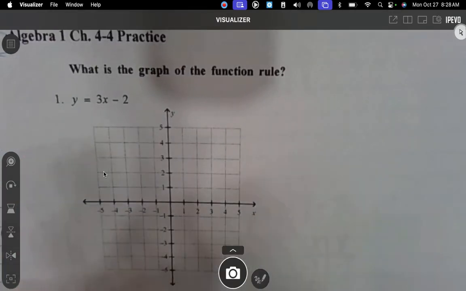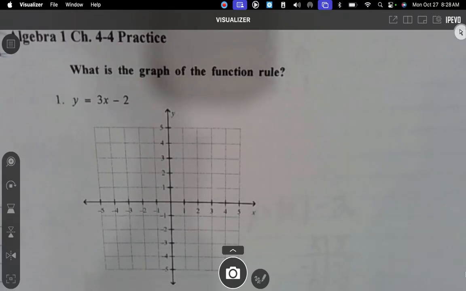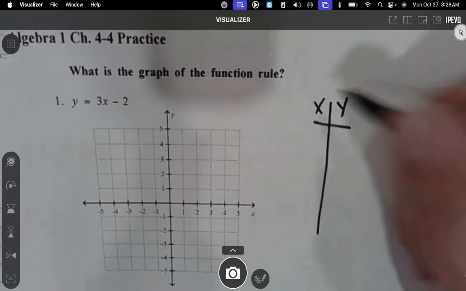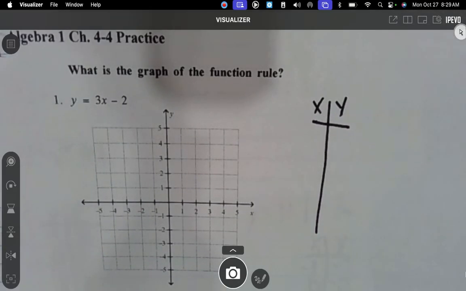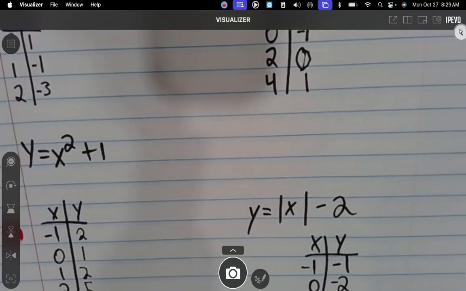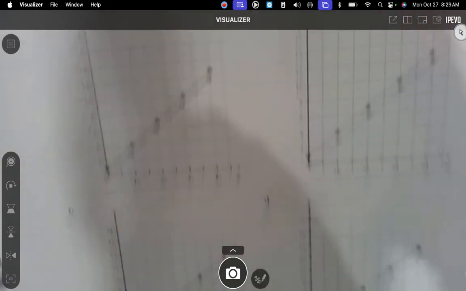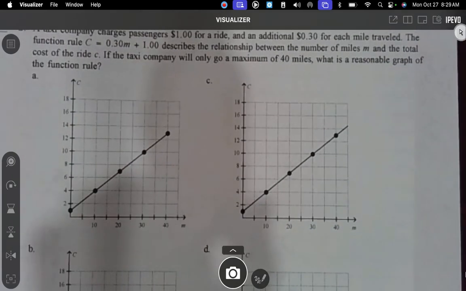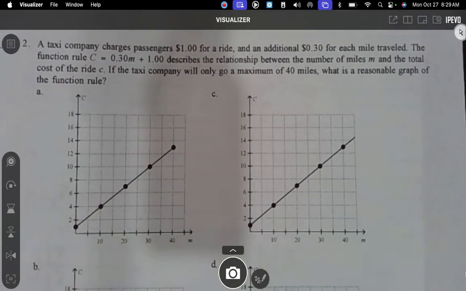Here's number 1. This is for those that aren't here. Graph that. So you need to make a table, okay? I may even put that over here. X, Y, and you'll need to pick some numbers and graph. Okay? Number 2, for those that aren't here. This one you just see what numbers you plug in and then see which answer choice matches.